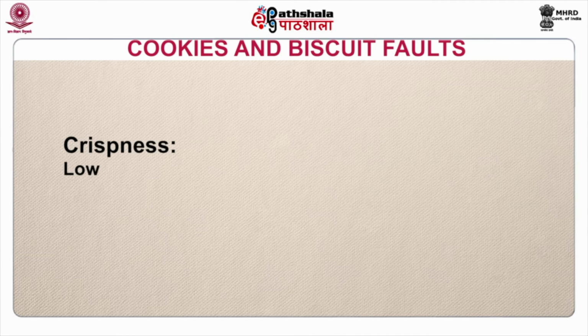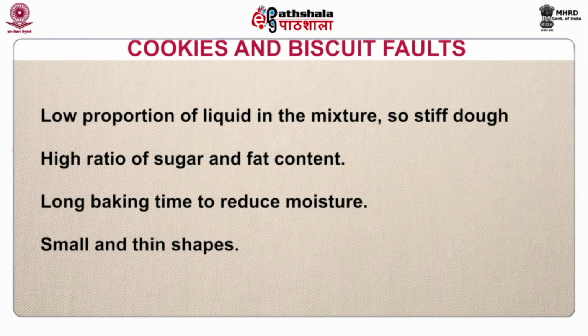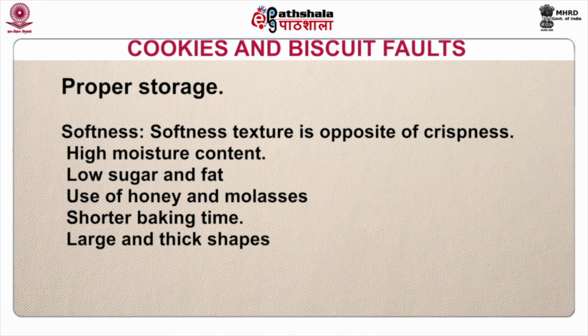Sometimes we want some cookies to be crisp, others to be soft, some to hold their shape and others to spread. In order to produce the characteristics we want and to correct faults, it is useful to know what causes these basic traits. Crispness. Low moisture content in cookies will make them crisper. Low proportion of liquid in the mixture, so stiff dough. High ratio of sugar and fat content. Long baking time to reduce moisture. Small and thin shapes. Proper storage.